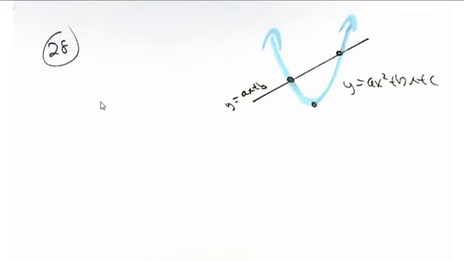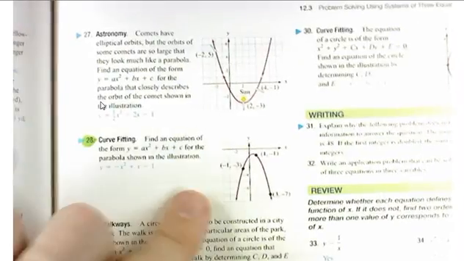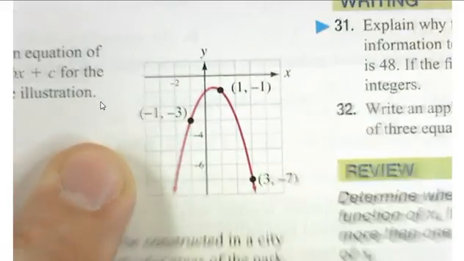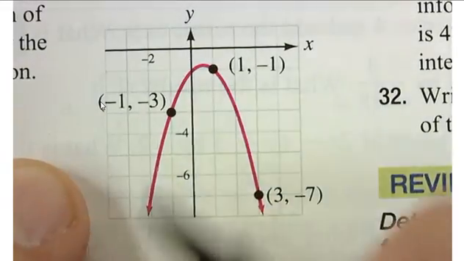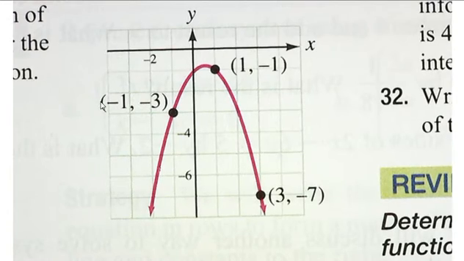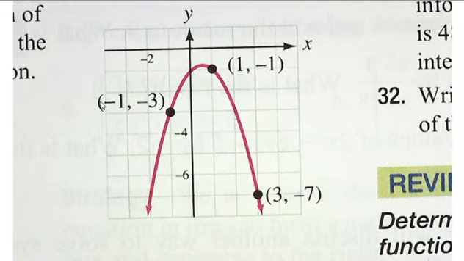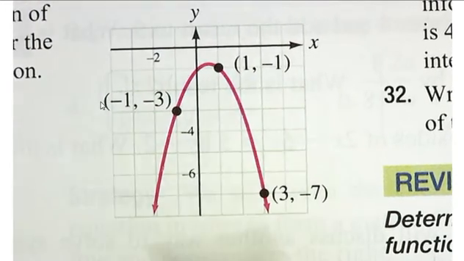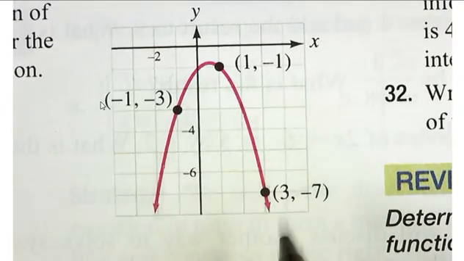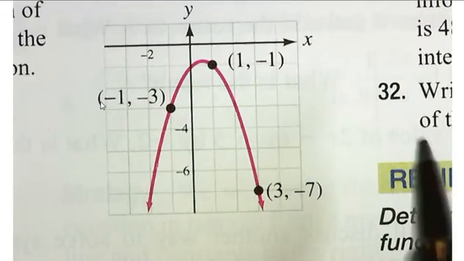So let's take a look at problem number 28. In problem number 28, we've got a parabola that passes through these 3 points. What we could and should be able to do with our system of equations is to set up a system of equations that will allow us to solve for A, B, and C. That is, to figure out what the equation of this parabola is. So let's see how that's done.